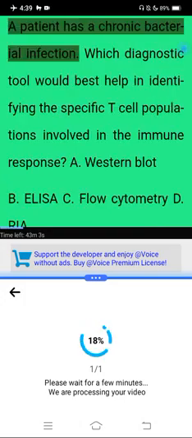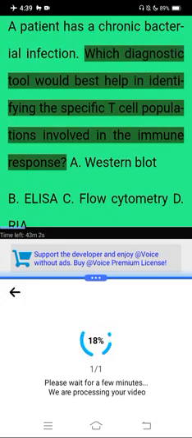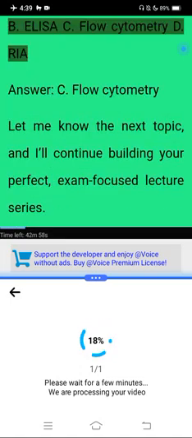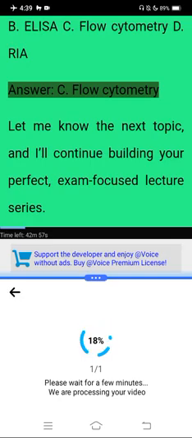CSIR NET December 2019. A patient has a chronic bacterial infection. Which diagnostic tool would best help in identifying the specific T-cell populations involved in the immune response? A, Western blot. B, ELISA. C, flow cytometry. D, RIA. Answer: C, flow cytometry.